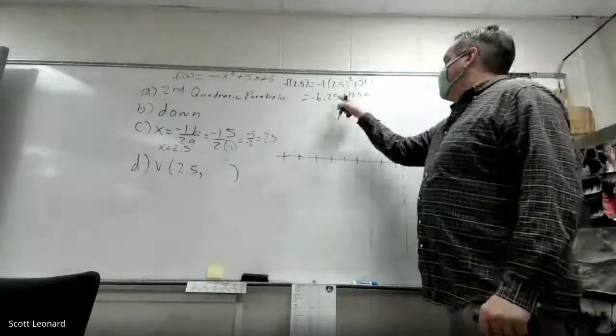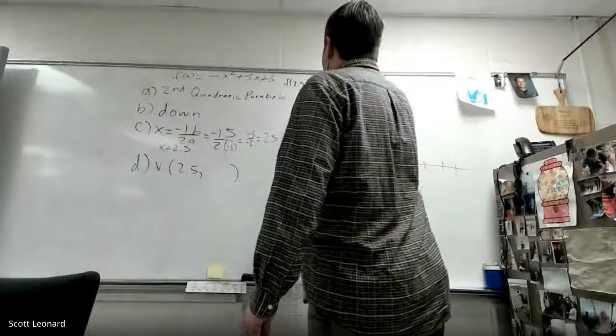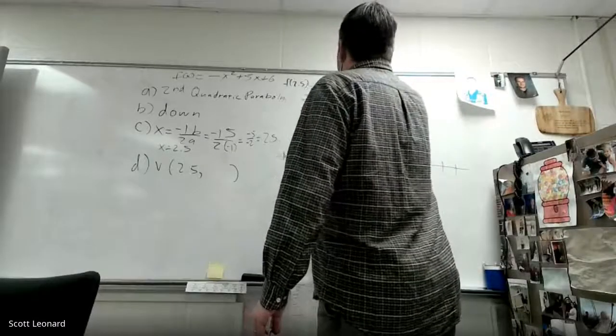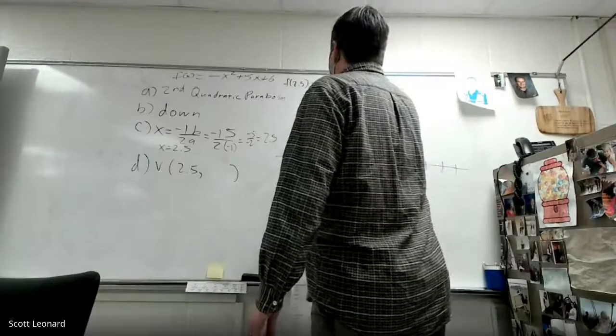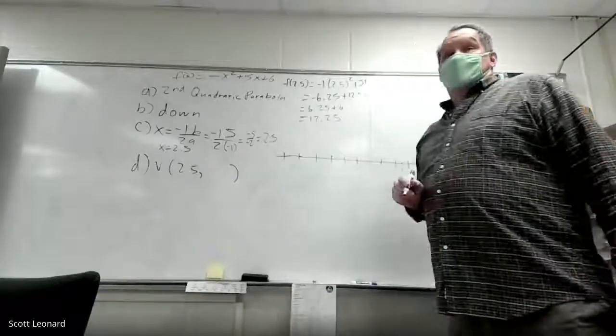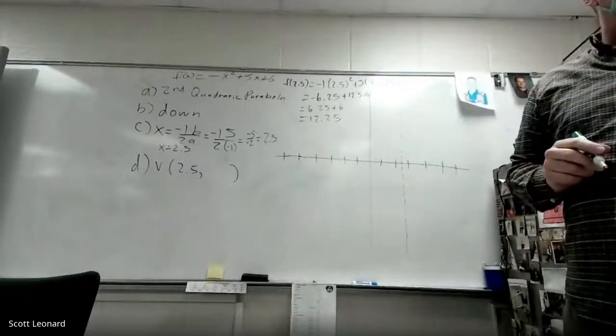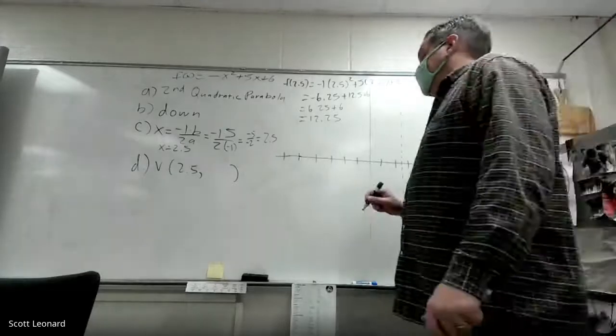So then we'll work it out. I'm going to add these two together. I'll get a positive 6.25 plus 6. I'll get a positive 12.25. Everybody get that? Okay.